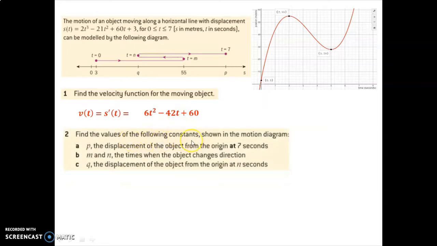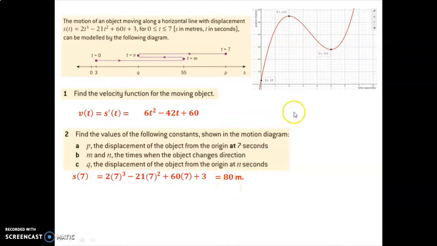Great. All right, next question. Find the values of the following constants, which are shown in the motion diagram, right? All those variables we have on there, P, M, N, and Q, we're going to find the values. And yes, we saw them on the diagram, on the graph. But let's say we didn't have the graph and we had to solve this just algebraically. How do we begin? So P is this point here. Well, that is the position of the particle at time equals 7. That means you can just put 7 into the position function and solve it. So try that now. 7 goes in there, and we get this, which works out to this.